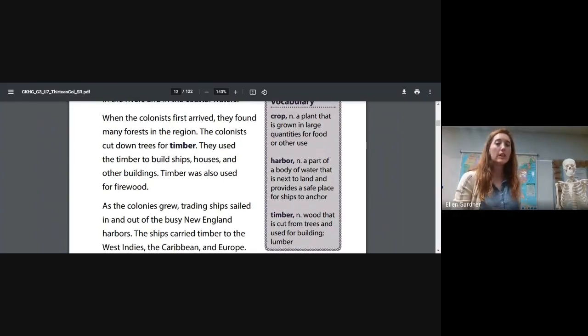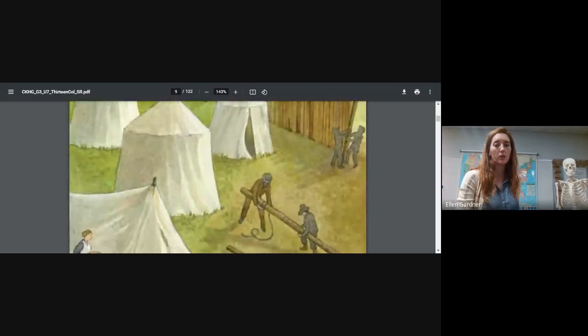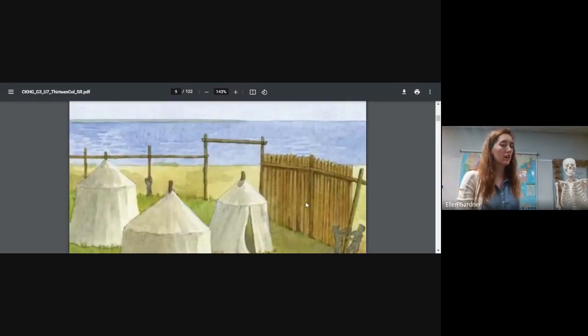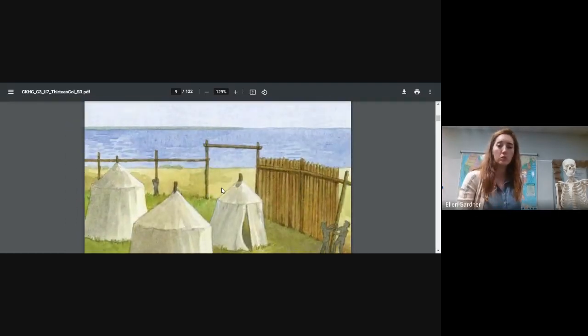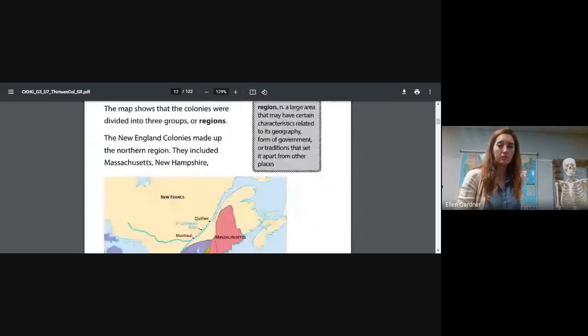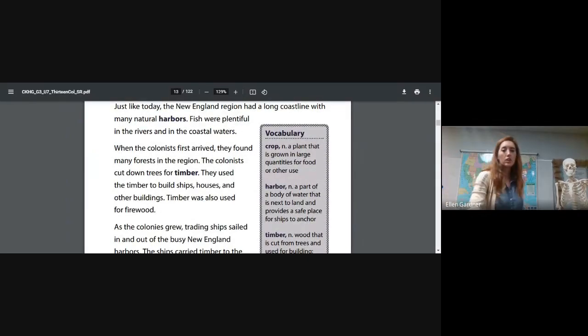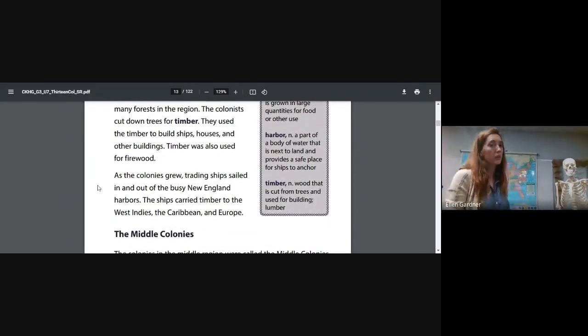The colonists cut down trees for timber. They used the timber to build ships, houses, and other buildings. Timber is wood cut from trees. As you can see, like this is timber right here. They cut that down from a natural resource of the wood from the forests to use for their own building. Timber was also used for firewood.